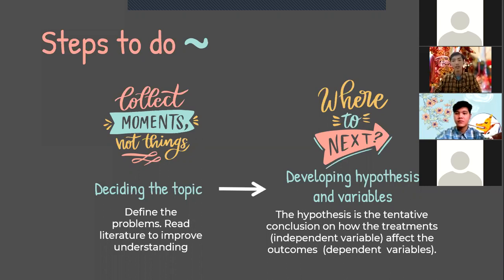The hypothesis is the tentative conclusion, or I think it's like guessing the result, like the example I gave you, implementing teacher-centered learning affects student understanding. So the hypothesis is teacher-centered learning can affect student understanding. That's the example of a hypothesis. Next.